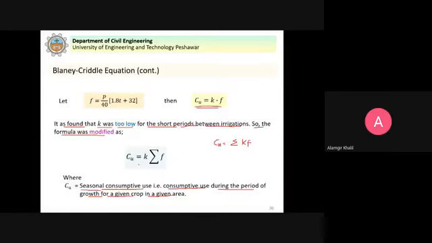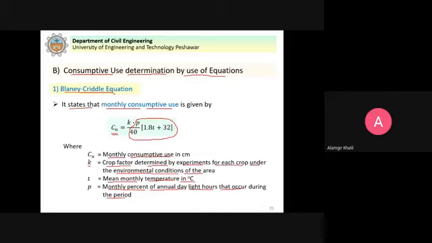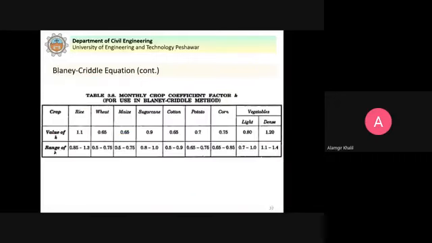Now in this equation, we have this K here. This K, which is shown here, is the crop factor determined by experiments for each crop under the environmental conditions of that area, or there is a table available, monthly crop coefficient factor k, small k, for use in the Blaney-Criddle equation.